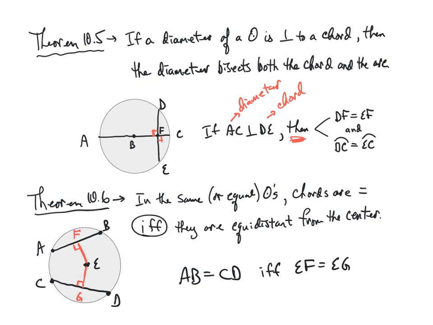So in my diagram, what this is saying is chord AB is going to be equal to chord CD if and only if the distances are the same away from the center. So the distance from the center to this chord, and the distance from the center to this chord, would have to be equal. So the chords AB and CD are equal if and only if the distances are equal. And again, feel free to pause this video to get those 2 theorems down in your notebook.